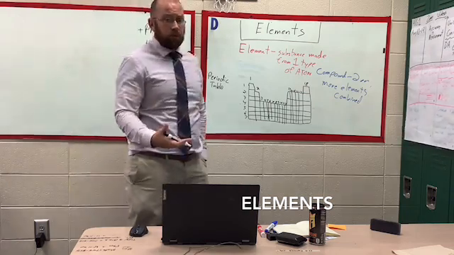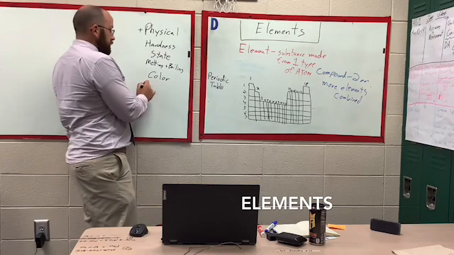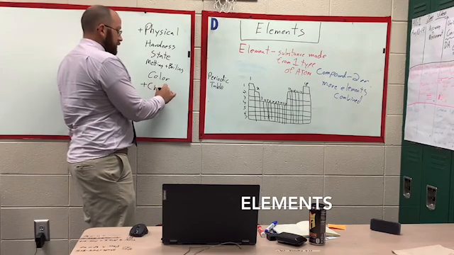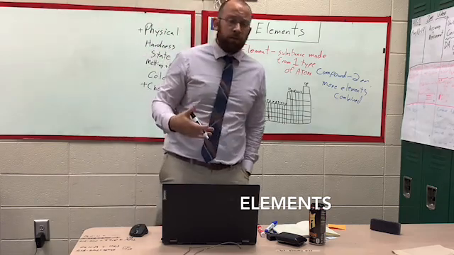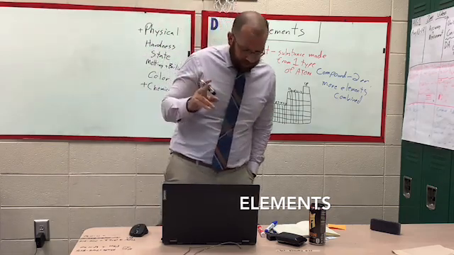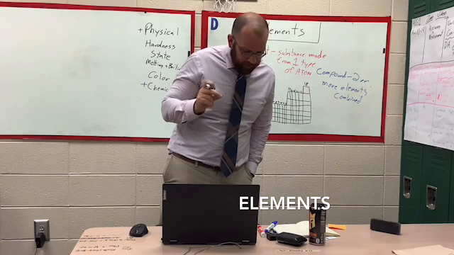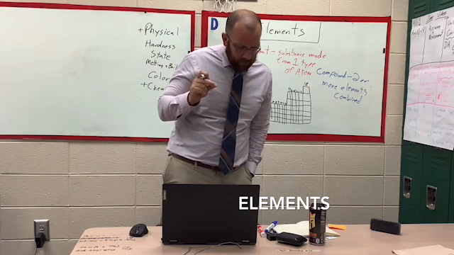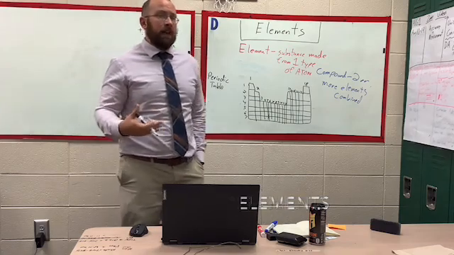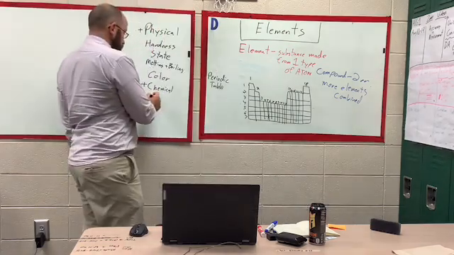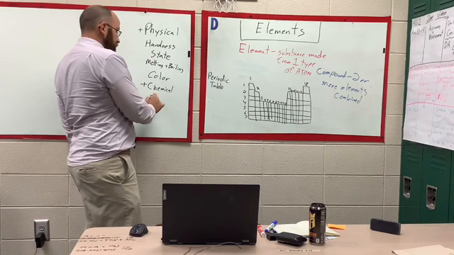They also have chemical properties. The chemical properties can only be seen when they're changed. So let me get the exact definition for you: only evident when substances are changed during chemical reactions. So for an example, a chemical property would be flammability.